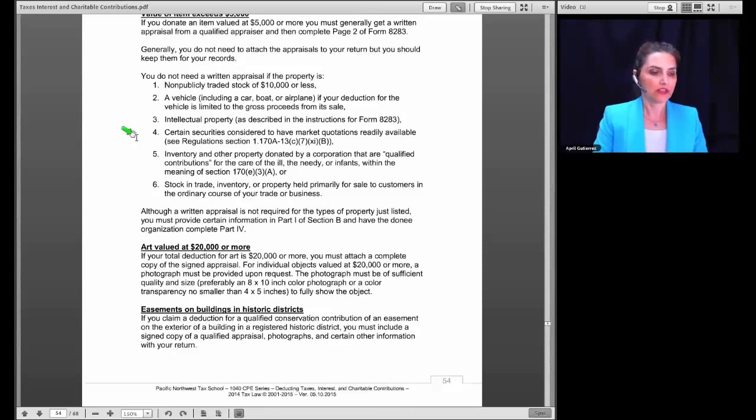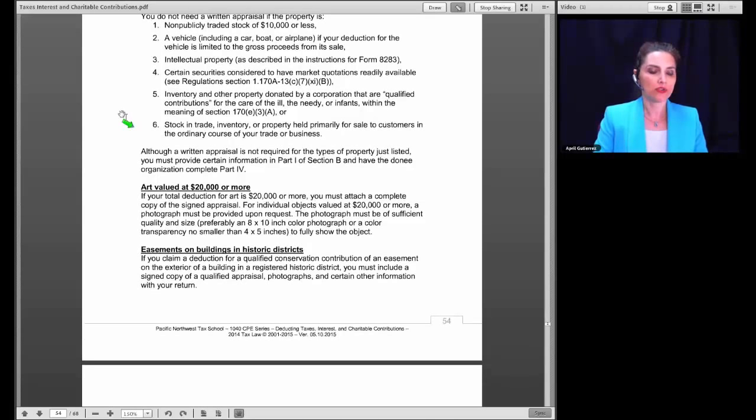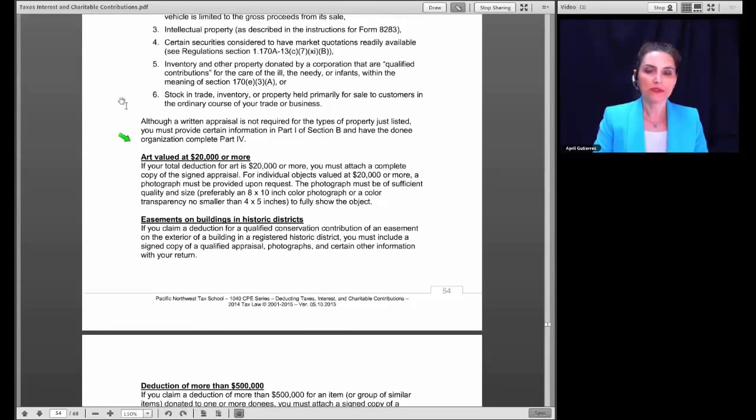Intellectual property, certain securities considered to have market quotations that are readily available. Inventory and other property donated by a corporation that are qualified contributions for the care of the ill, the needy, or infants within the meaning of Section 170. Stock in trade, inventory, or property held primarily for sale to customers in the ordinary course of your trade or business. Although a written appraisal is not required for the types of property I just described, you must provide certain information in Part 1 of Section B and have the donee organization complete and sign Part 4.